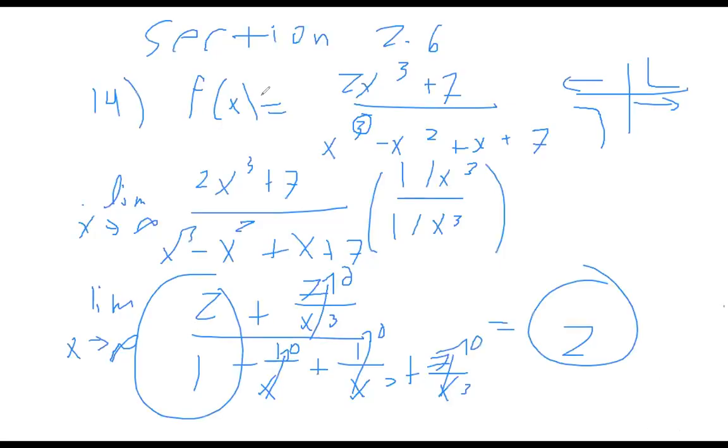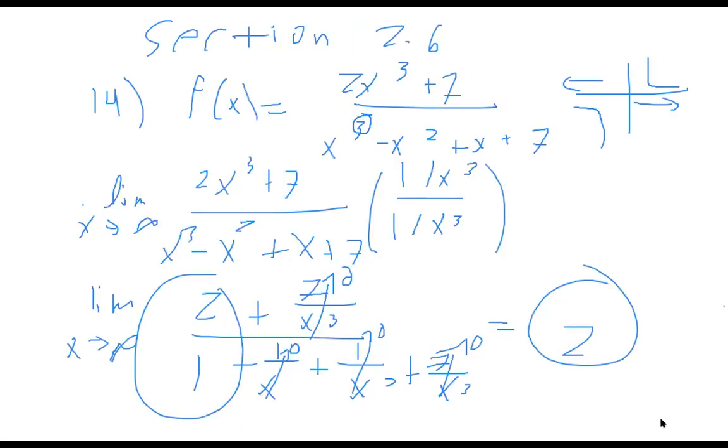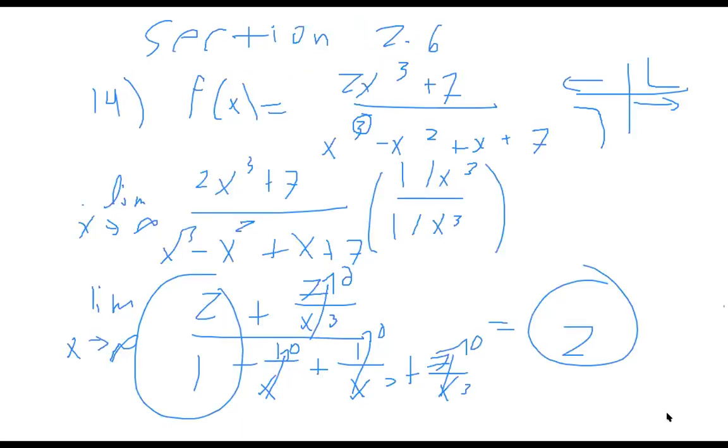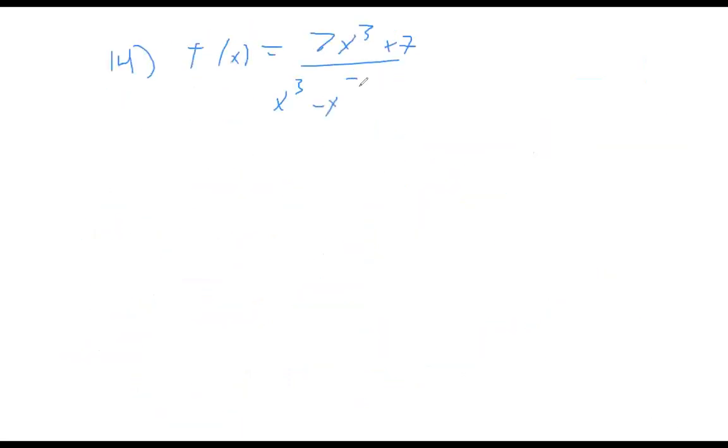So do you only need to do the limit as x approaches infinity and not negative infinity? We can also do negative. Oh yeah, let's do this function at negative infinity. So if we do the same thing, number 14, f(x) equals (2x cubed + 7) over x cubed minus x squared plus x plus 7, right? And we want to find the limit as x approaches negative infinity.